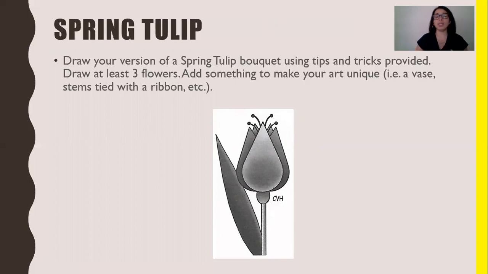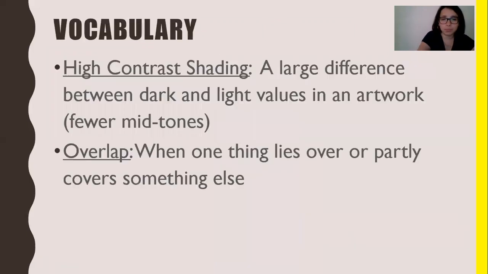Even though at the end we're only going to do this, I still want you to do about 3 flowers and then add something to make yours unique. You might add the stems, make them really long, and add a ribbon. You might make a vase. Add little details to make it unique to you, and that's something that we'll work on.